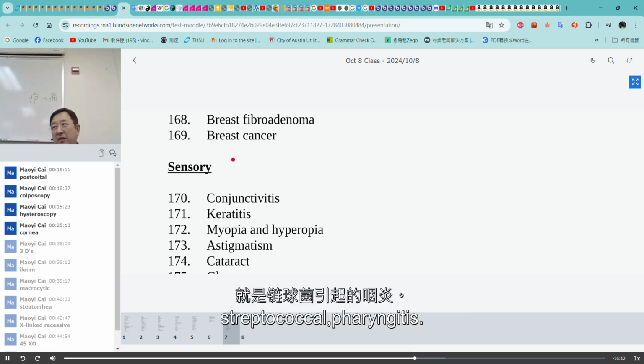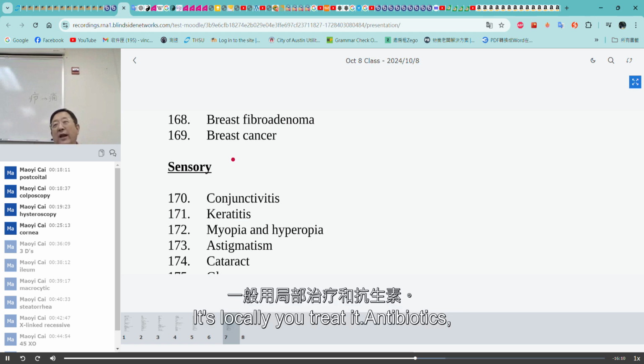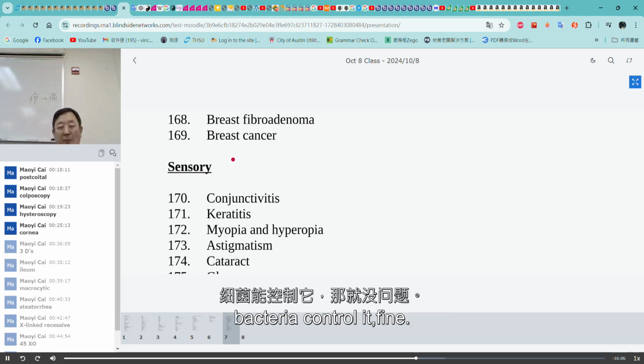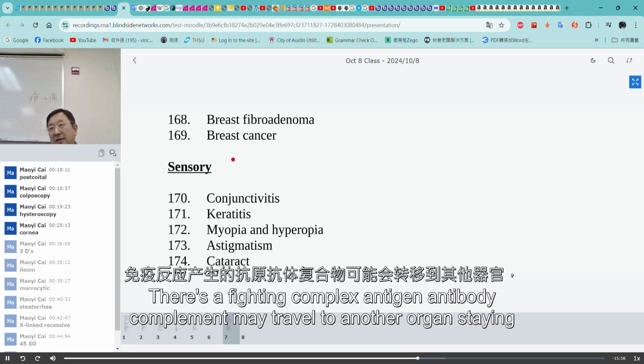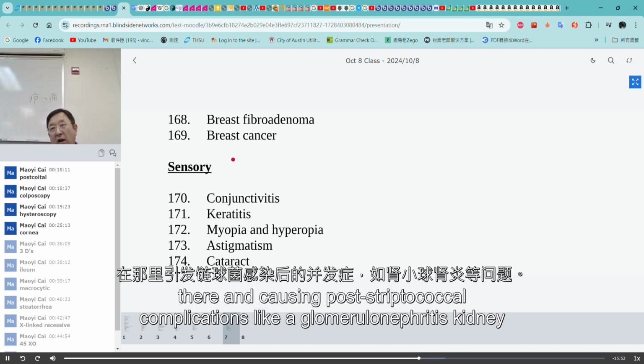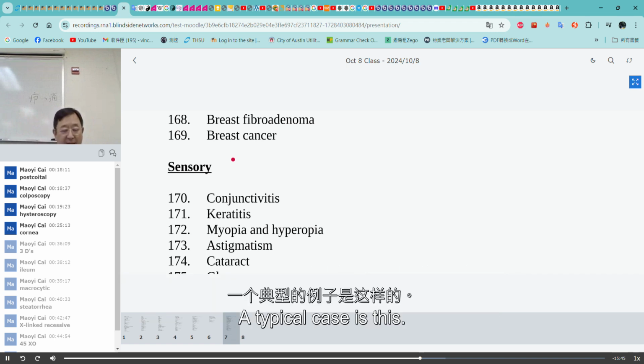Strep throat, we just talked about that. Streptococcal pharyngitis. If it's local, you treat it with antibiotics, control the bacteria, fine. But the problem we're concerned about is the post-streptococcal. When they're fighting, they may travel. There's a fighting complex, antigen antibody complement, that may travel to another organ, stay there, and cause a post-streptococcal complication, like the glomerulonephritis, kidney.